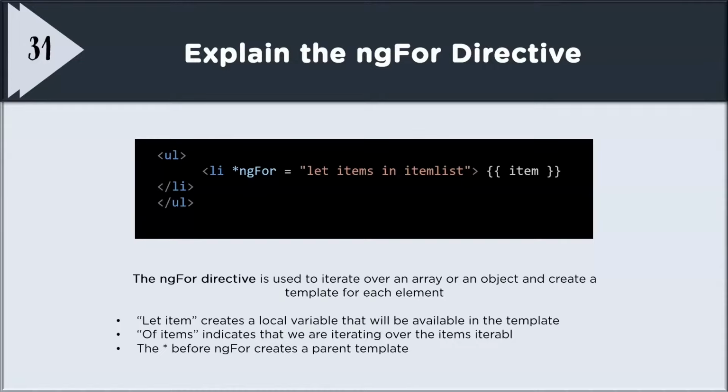Now in the snippet, you can see there is let item of itemList, and then I've string interpolated the variable item. So let item here creates a local variable that will be available inside the template. Of items indicates that we are iterating over the items iterable, and the asterisk before ngFor creates a parent template.